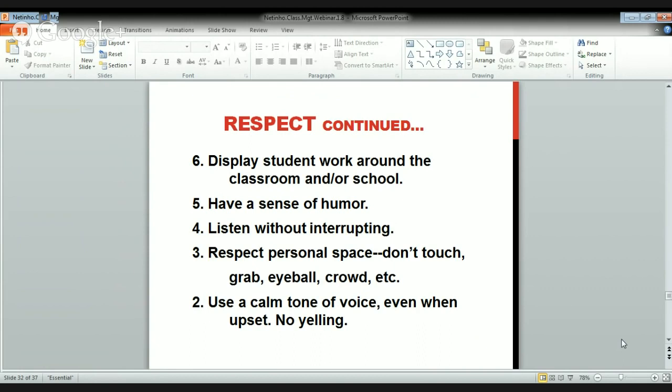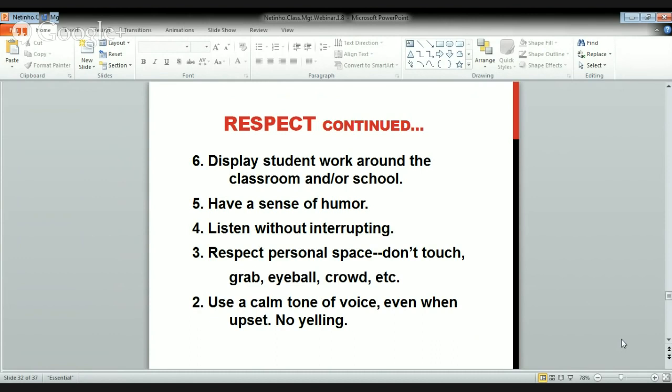Have a sense of humor. It's okay to let your feelings show, just do it in a positive way. Listen without interrupting. Talk less. Design lessons so the students talk more. Respect personal space. Don't grab, touch, eyeball, crowd, etc. And number 2, use a calm tone of voice, even when upset. No yelling. Remember, you will use proximity as a strategy to implement discipline.